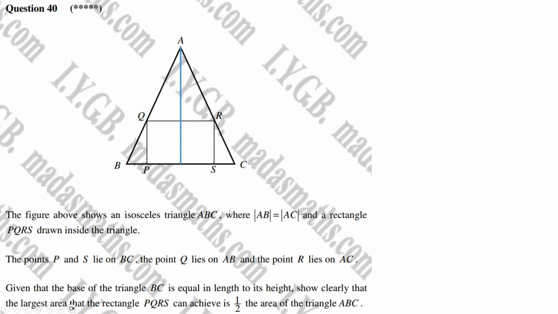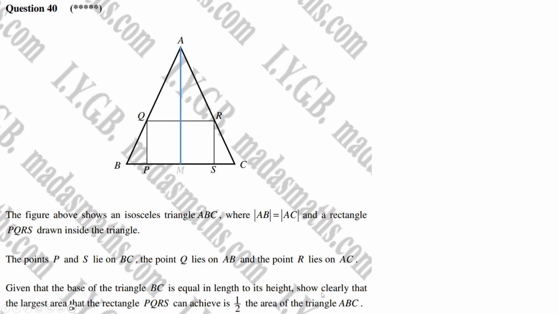So we've got this triangle here, and then we have this rectangle within it. We're told that AB equals AC, so it's an isosceles triangle. And we're also told that BC equals A, and then it's this altitude here from A, we'll call it to M.